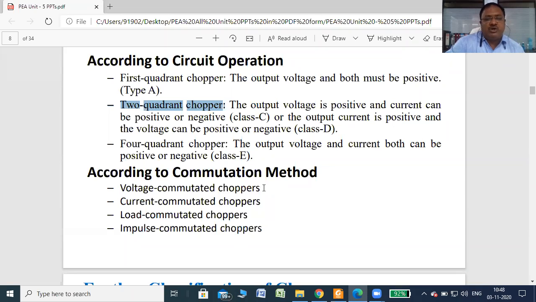Even the voltage commutated chopper, the name itself says voltage commutated chopper. This chopper may be either first quadrant, second quadrant, or four quadrant.